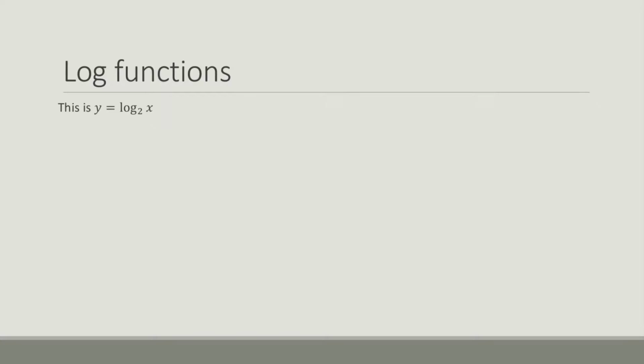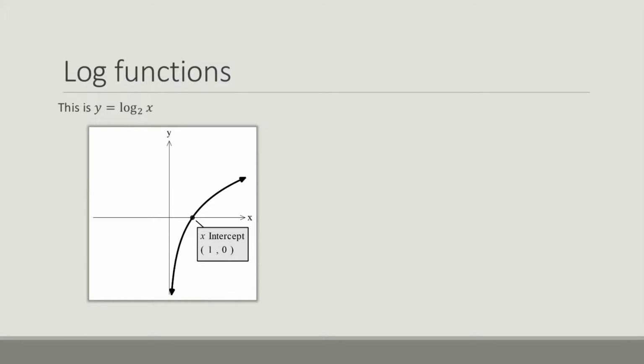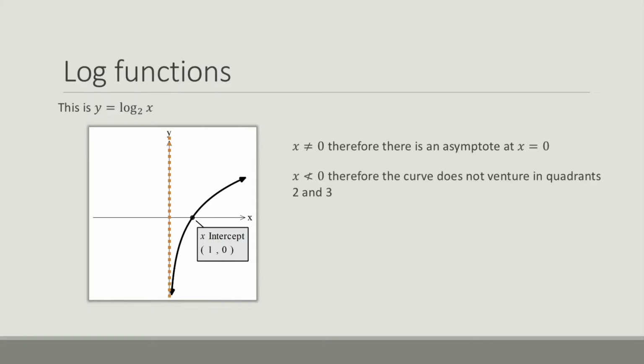Now this is y equals log of x with the base of 2. Just like the exponential graph, but a bit different. Firstly, there is an asymptote, just like the exponential, but instead of the x-axis, it's at the y-axis. Secondly, everything is positive because x cannot be less than 0. So quadrants 2 and 3 are going to be left empty.